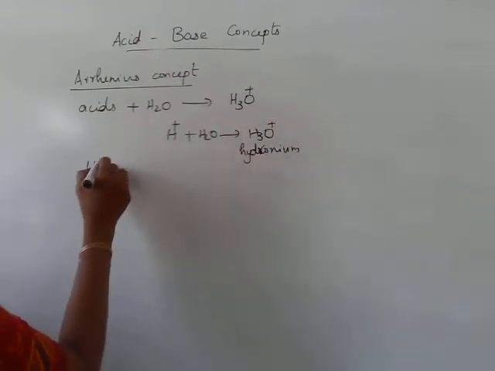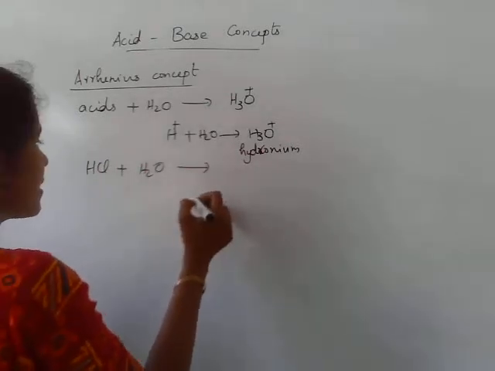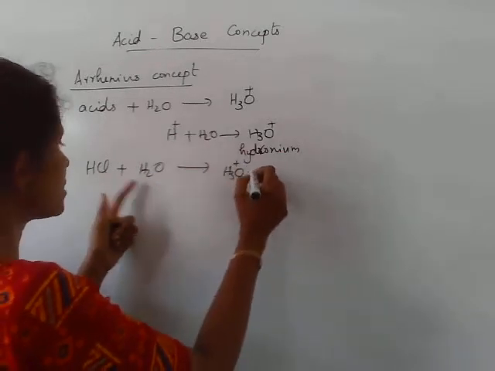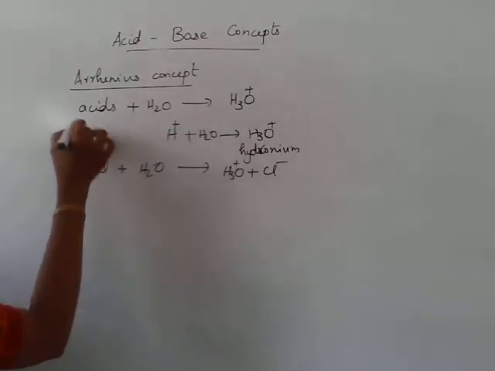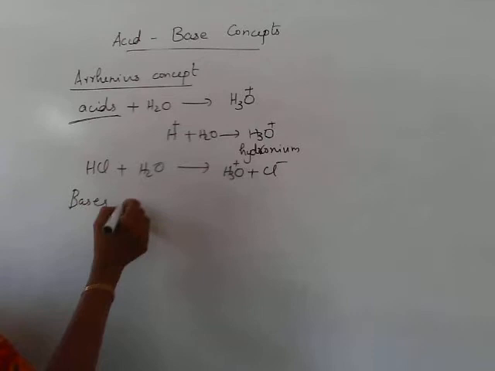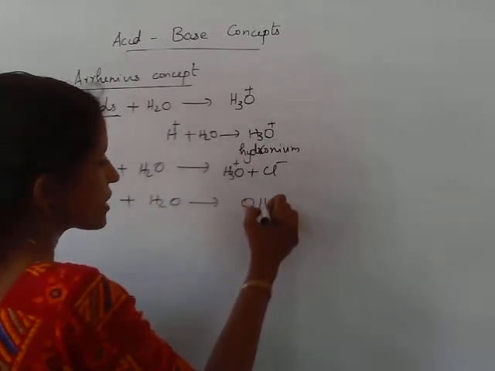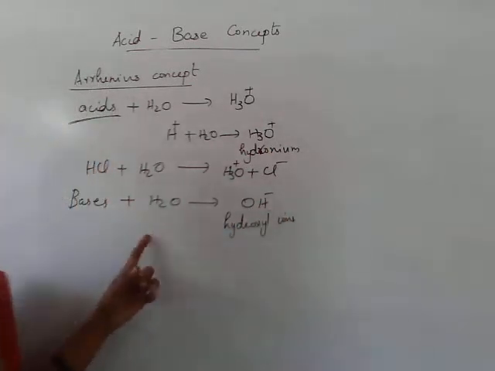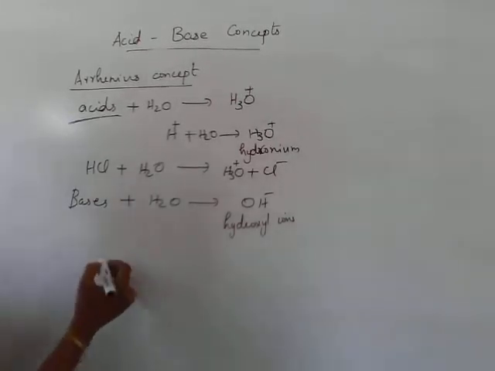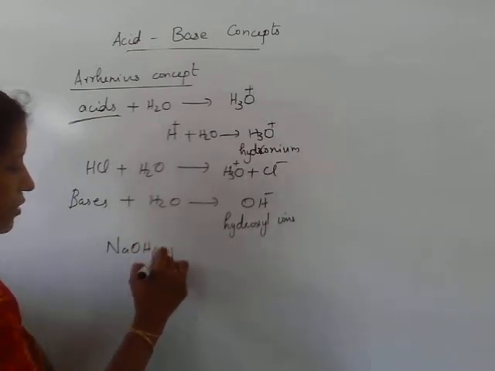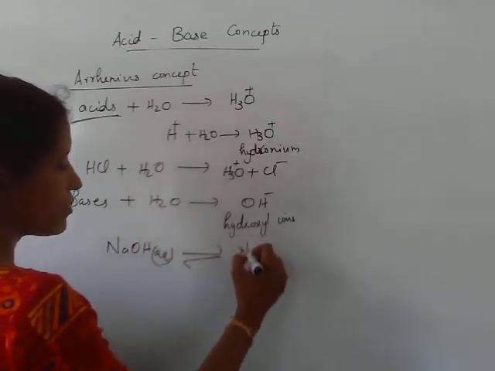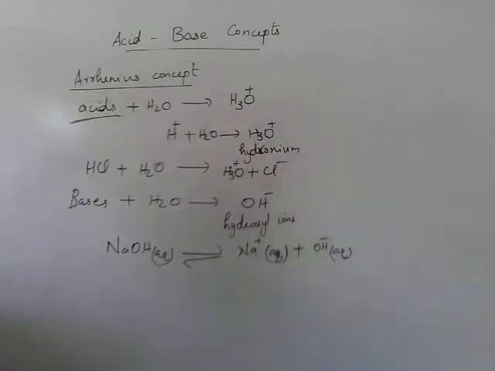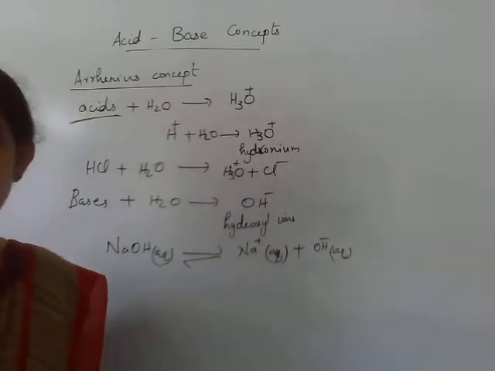For example, HCl. HCl when dissolved in water, we get one H3O plus; the H plus ion produced combines with water to form H3O plus plus Cl minus. Now bases. Bases are substances which when dissolved in water produce OH minus ion, hydroxyl ion. Example, sodium hydroxide. Sodium hydroxide in water ionizes to give Na plus aqueous, OH minus aqueous.